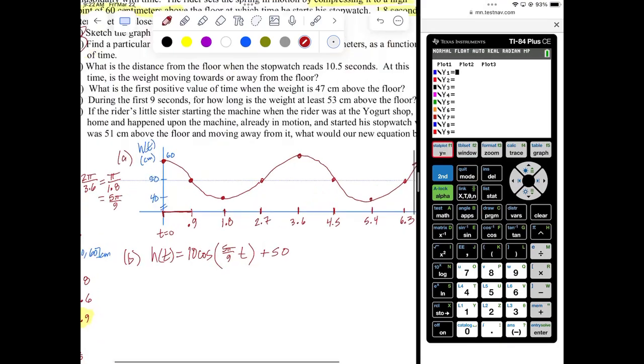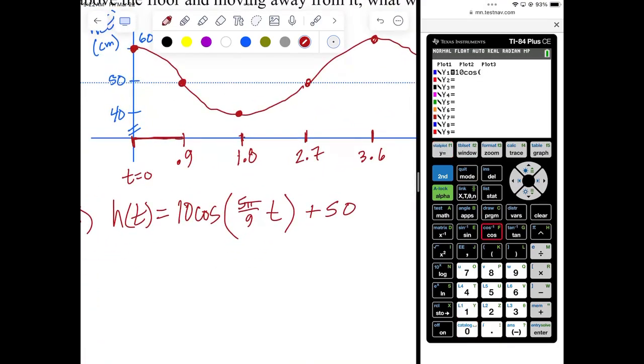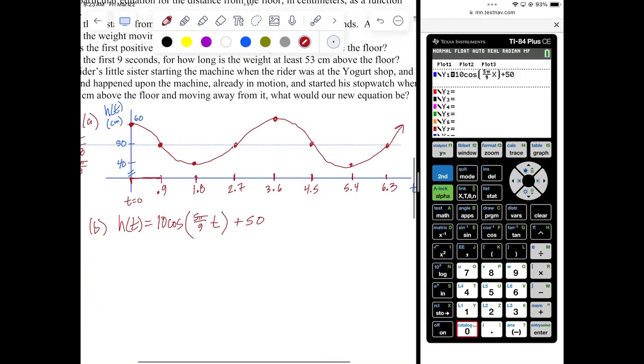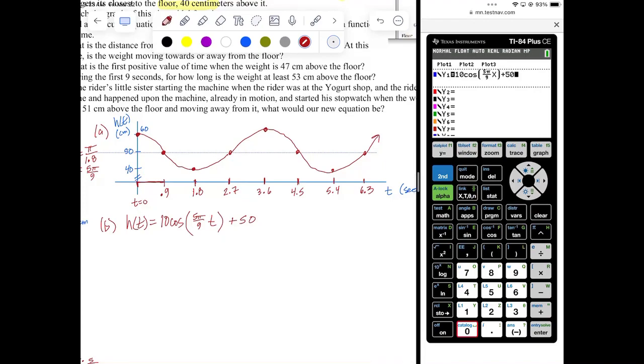There it is. All right, so we get 10 cosine of 5 pi divided by 9 times x, we use x instead of t, plus 50. And then again, we don't hit graph. We work so hard to get this beautiful graph in this nice window. We go to the window and it looks like I'm going from 0 to 6.3. So you can go out as far as you want. I'm going to turn my x scale to 0. We really don't need it.